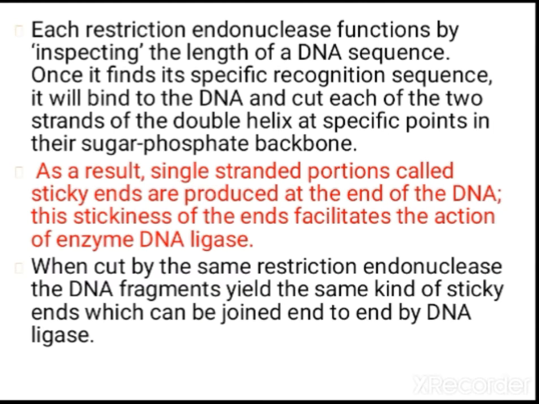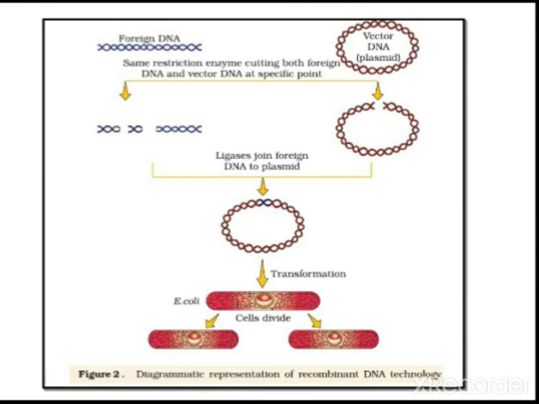After making the sticky cut, the fragments can be joined. How is it joined? By using the DNA ligase enzyme. First the cut is made in the two strands at specific points, and later after making the cut, it is joined by the enzyme DNA ligase. This is the thing we studied previously also, the steps in recombinant DNA technology.